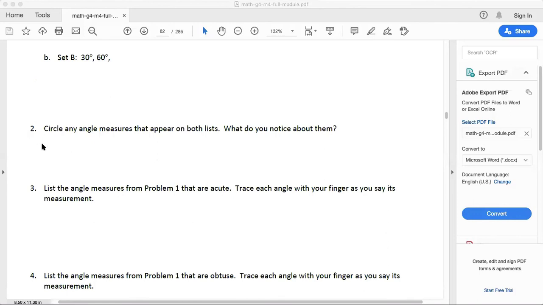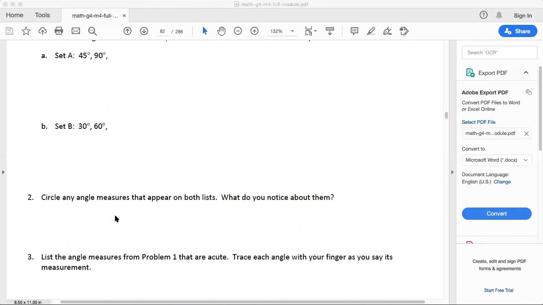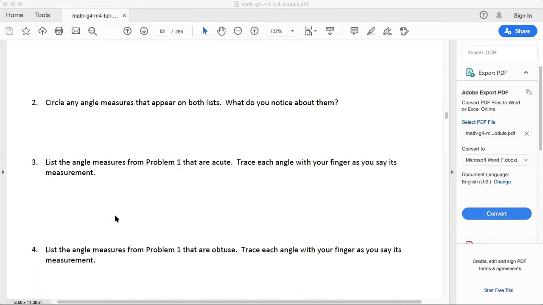Let's go ahead and skip number 2 and move on to number 3. List the angle measures from problem 1 that are acute. Trace each angle with your finger as you say its measurement. So my screen has moved down a little bit. So I'm gonna go ahead and move down here because I actually wrote these down already.